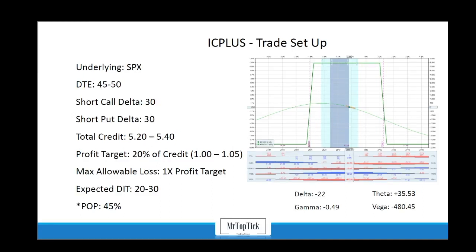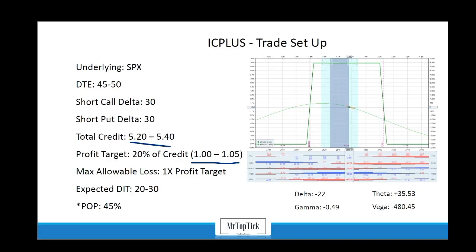And for expected days in the trade, we're looking to be in this trade for about 20 to 30 days. Now, there are times, and we've done trades in the past, where we put this trade on, we're taking about a 530 credit, and then 2 days later, this trade is going for about 470 mid-price, right? So 2 days into this trade, we have a profit of about 40 to 50 cents. So we're not quite at our profit target of $1, but 2 days later, this trade is showing a profit of about 40 to 50 cents.